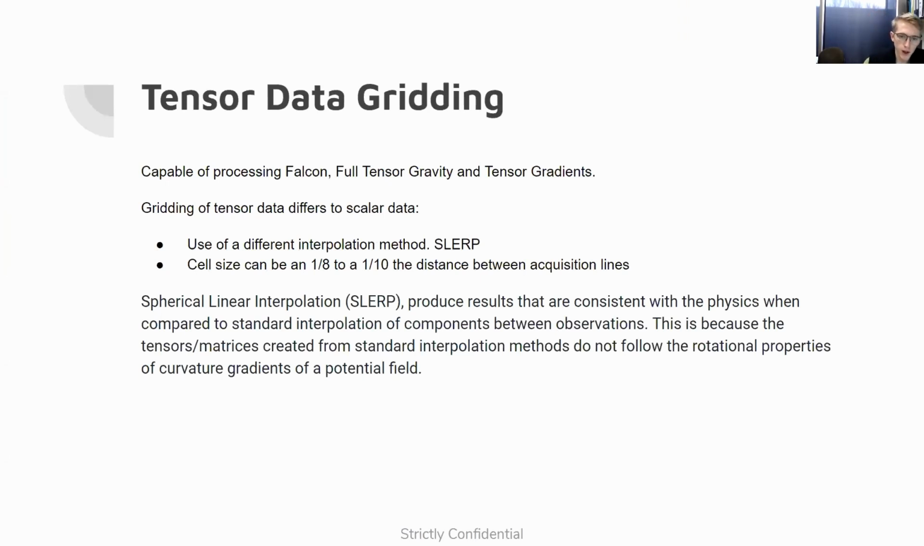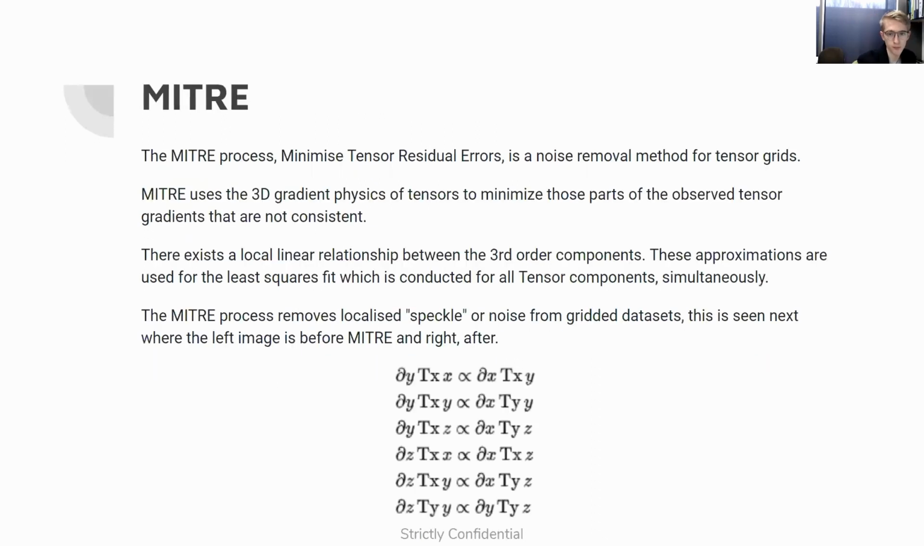Yeah, so Intrepid is capable of processing Falcon, full tensor gravity, and tensor gradients. And the gridding of tensor data does differ to how we grid scalar data. So instead, a different interpolation method is used here at Intrepid called SLURP. It's spherical linear interpolation, and it adheres to the rotational properties of the curvature of the gradient of the potential field. That's quite a mouthful. The benefit of using this method is that the cell size can be taken smaller because you have more constraints to make on the data, and you can more confidently interpolate between points. And I'll be demonstrating that here.